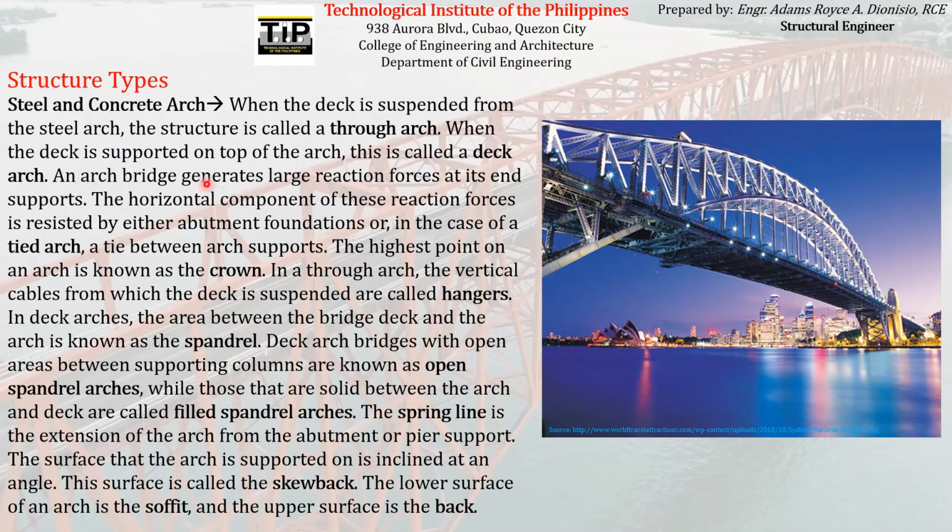An arch bridge generates large reaction forces at its end supports. The horizontal component of these reaction forces is resisted by either abutment foundations or, in the case of a tied arch, a tie between arch supports. The highest point on an arch is known as the crown. So this is the crown, the highest point in an arch.